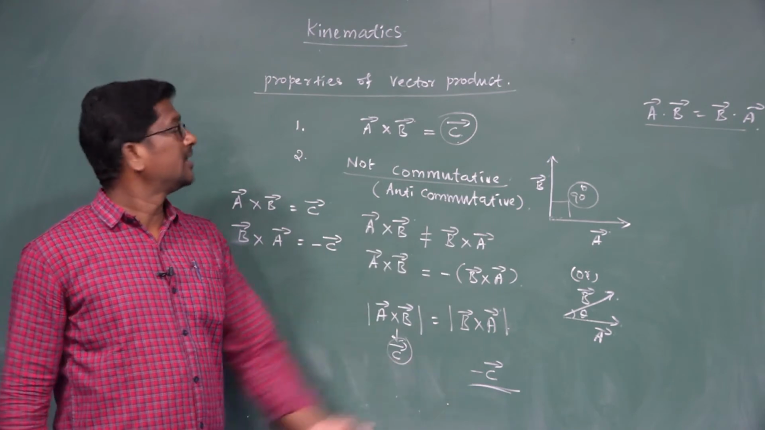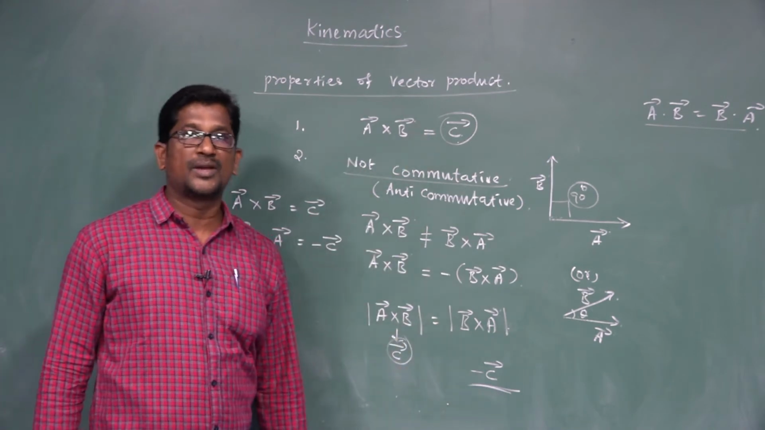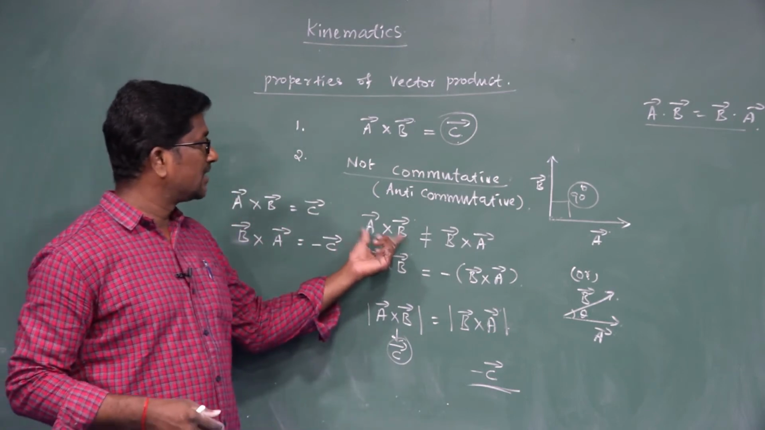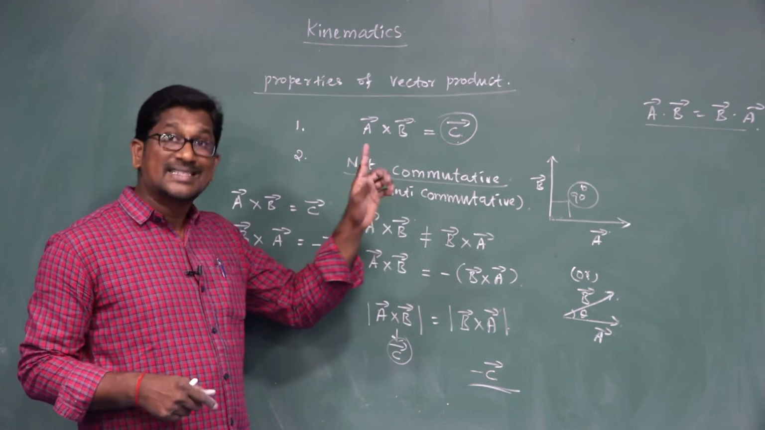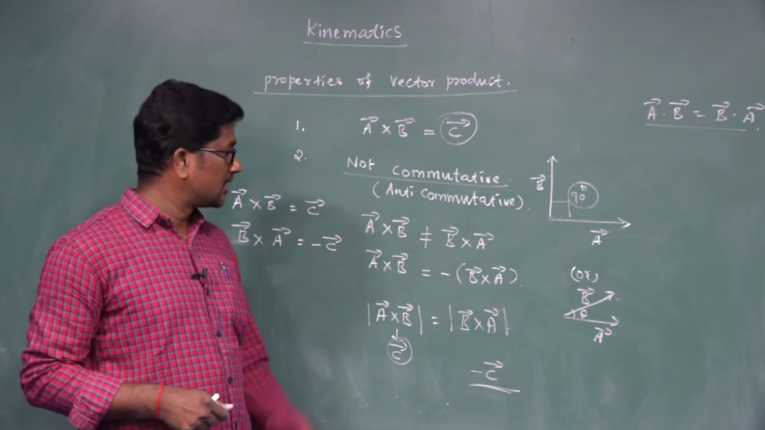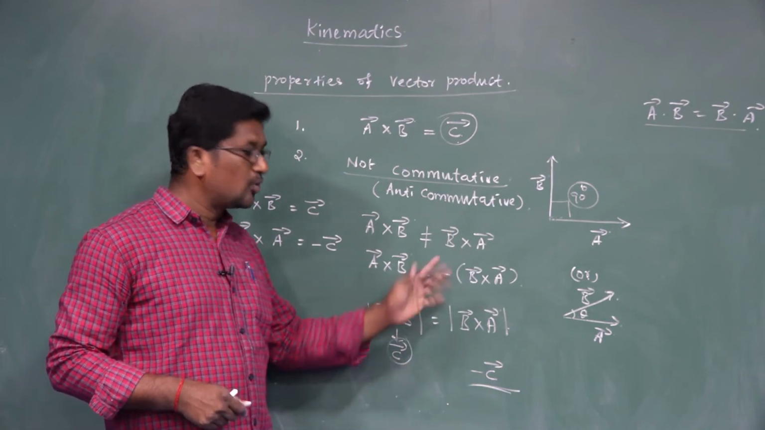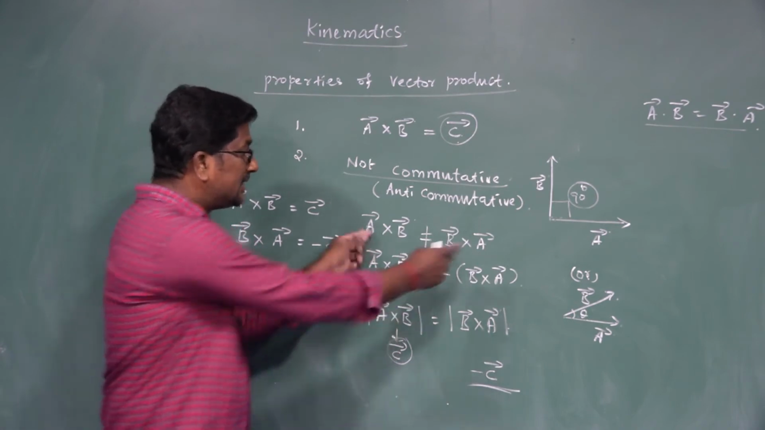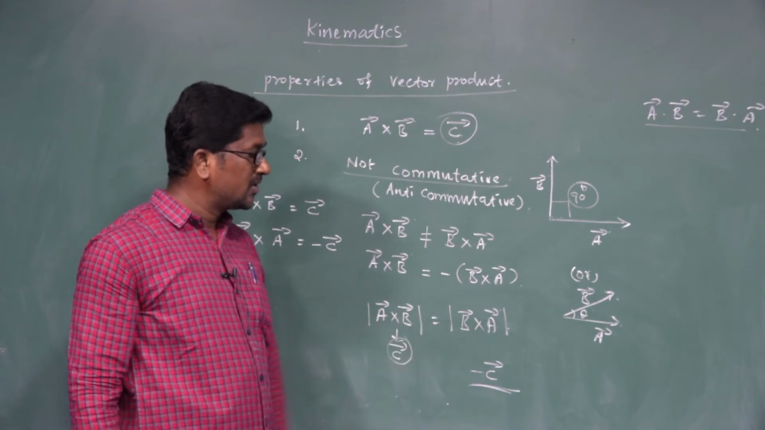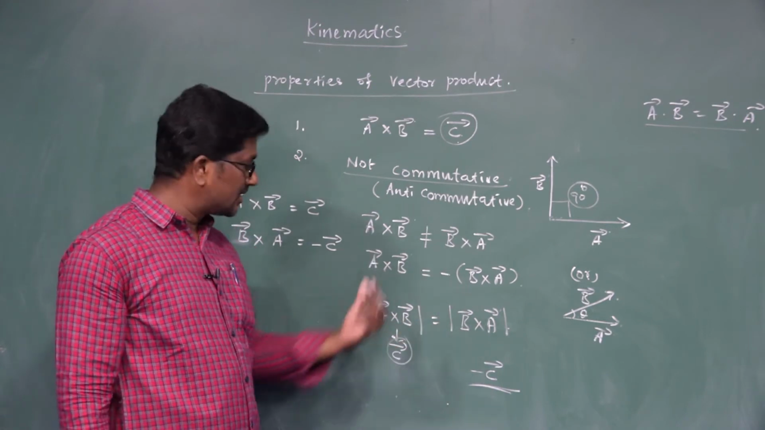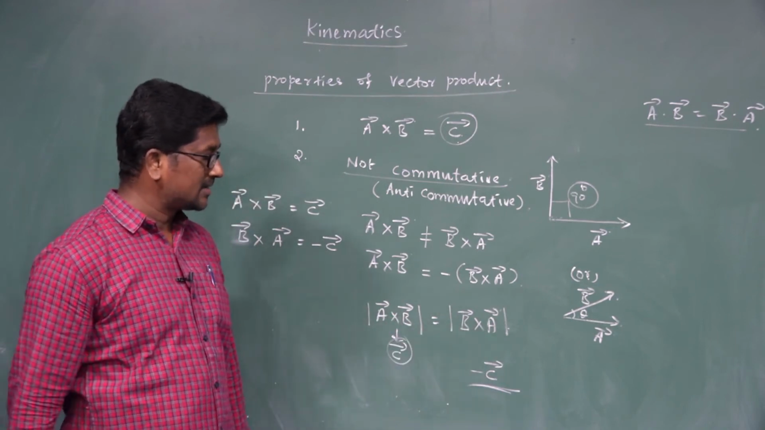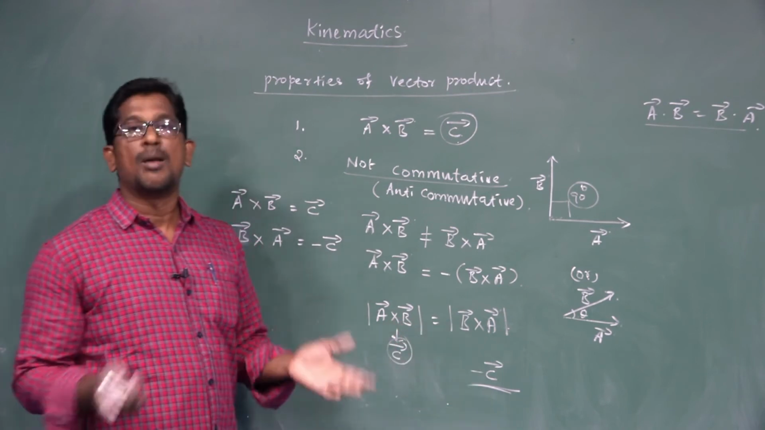So this is another property of a vector product. The second property of the vector product: the vector product of two vectors is not commutative. Instead, it is anti-commutative, because A vector cross B vector is not equal to B vector cross A vector. Instead, A vector cross B vector is equal to minus of B vector cross A vector. But their magnitudes are equal. That means the modulus of A vector cross B vector is equal to the modulus of B vector cross A vector. So from this it is clear that the magnitude of A vector cross B vector is equal to the magnitude of B vector cross A vector, but their directions are opposite to each other.